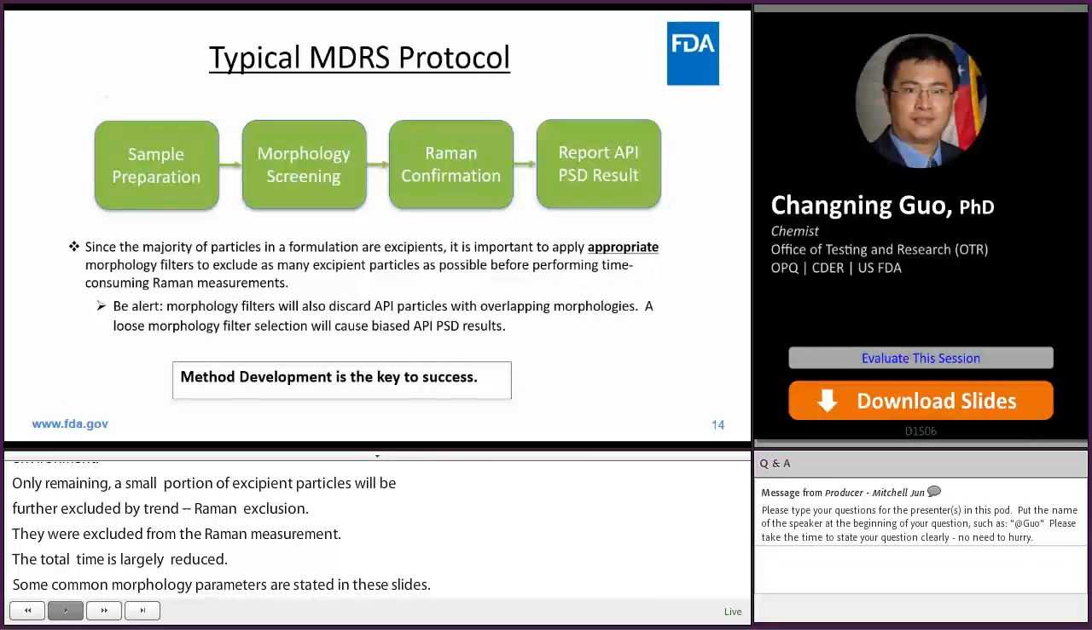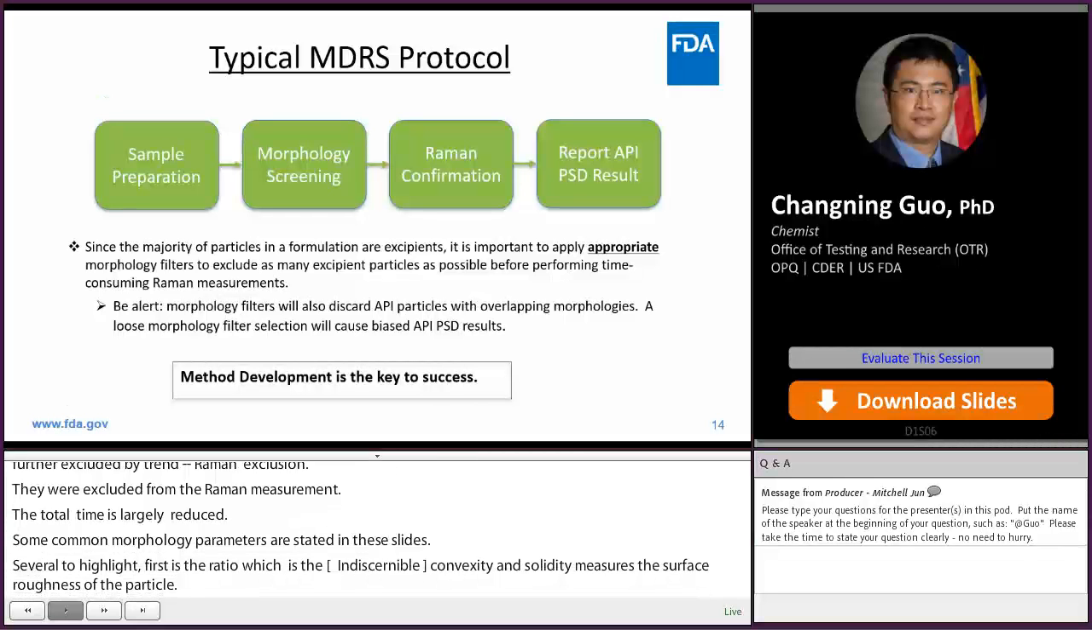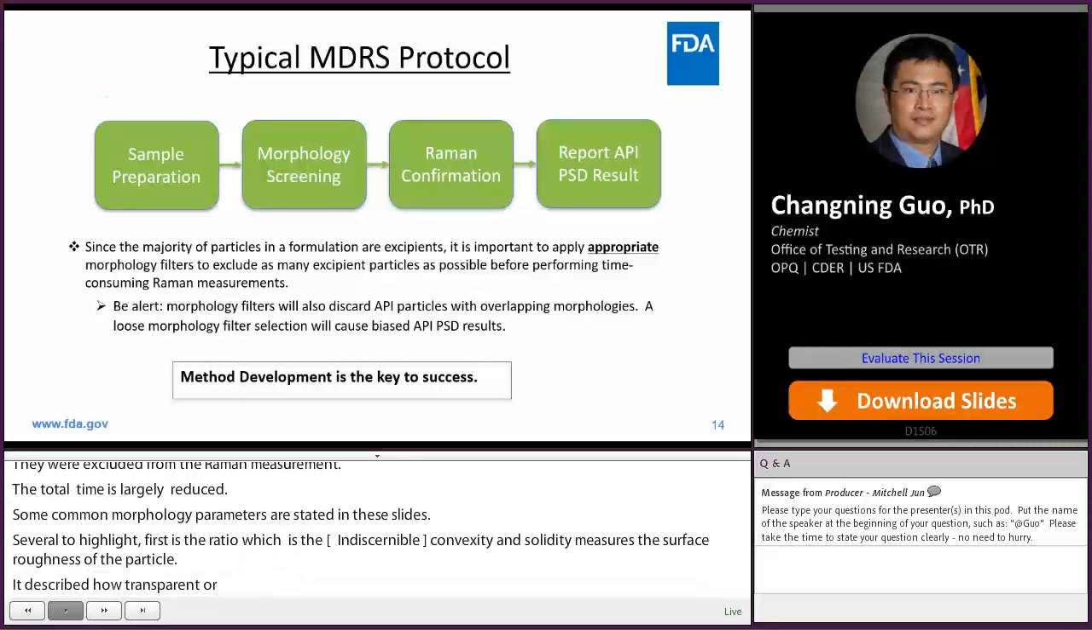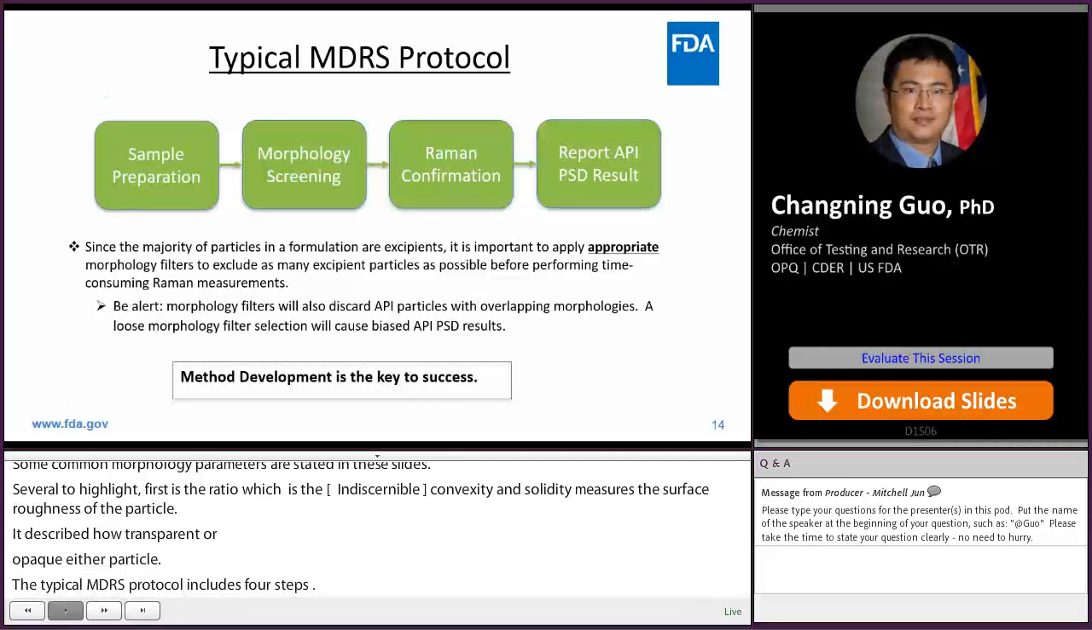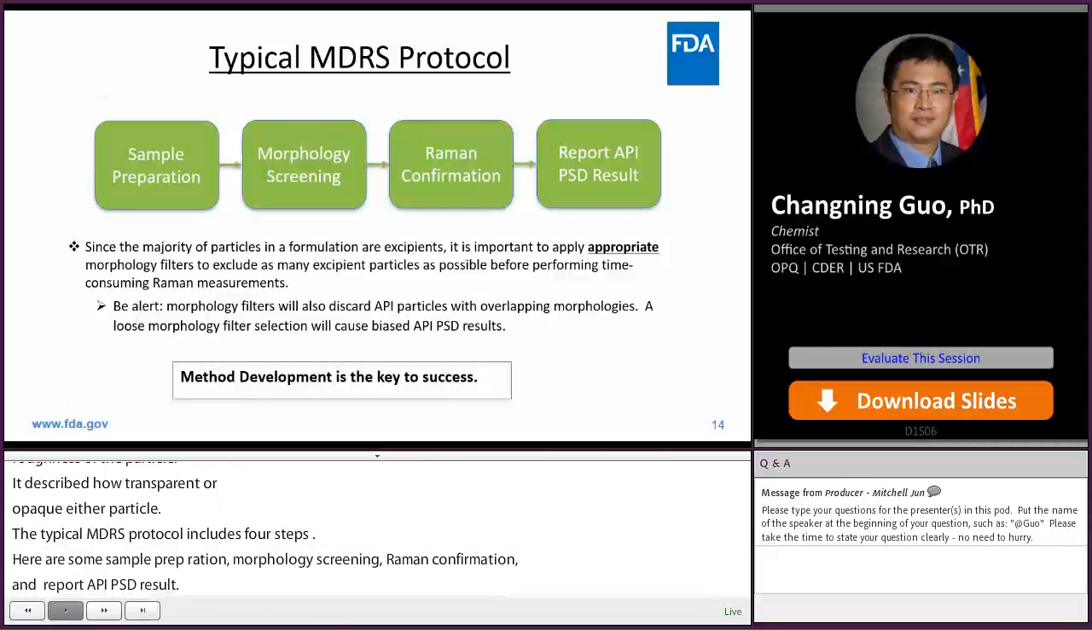A typical MDRS protocol includes 4 steps. They are sample preparation, morphology screening, Raman confirmation, and finally, report API PSD result. The most important step of all is the second step, morphology screening. It is important to apply appropriate morphology filters. A loose morphology filter will cause biased API PSD results. Therefore, method development is the key to a successful MDRS method.